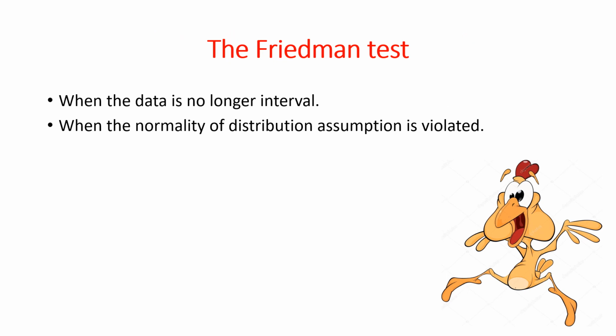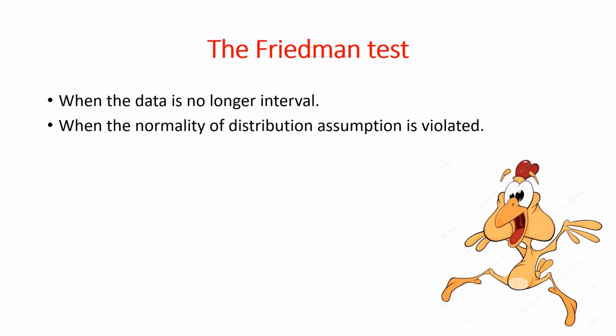We're going to talk about the non-parametric version of the one-way repeated measures ANOVA, which is called the Friedman test. A Friedman test is used when one or two assumptions of the parametric one-way repeated measures ANOVA are violated. For example, when the data is no longer interval data, when, for example, the data is ordinal, you can't use a parametric test, so you need to use a non-parametric test. In this case, it could be the Friedman test.